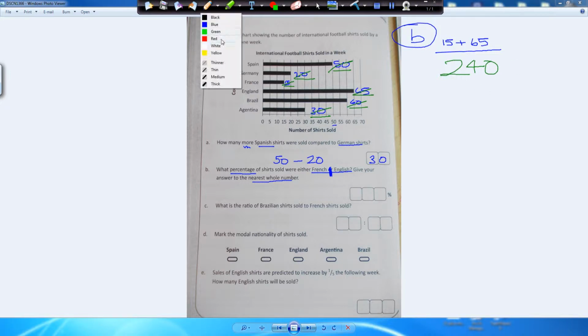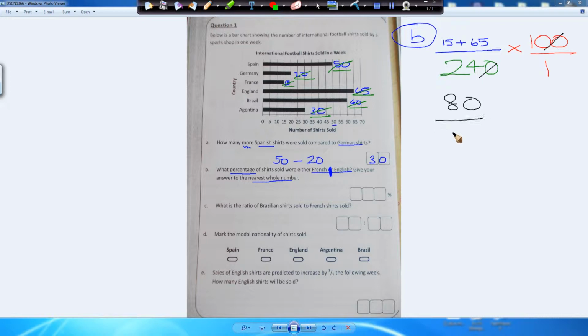What's the next part? Okay, let's have Uzma. Uzma, how do we change this fraction into a percentage? What do we do now? Times by 100 over 1. Okay, now let's have Huzaifa. Can you help us to cancel? How do we simplify this type of fraction? What do we do? Divide by 10. Divide by 10 first of all. We divide by 10 diagonally, so divide this by 10 and divide this by 10. So what's 15 add 65? 80. So if you just rewrite this, we have 80 now over 24, times by 10.